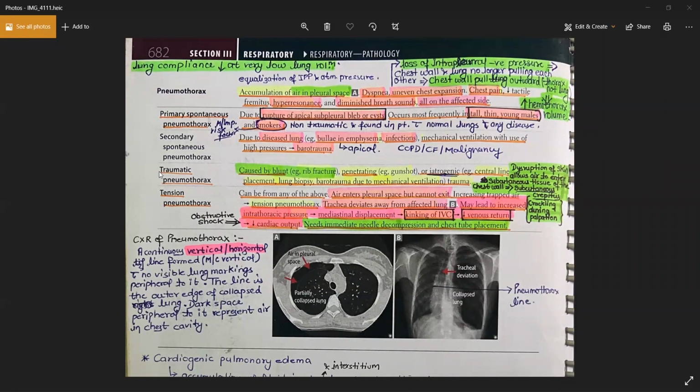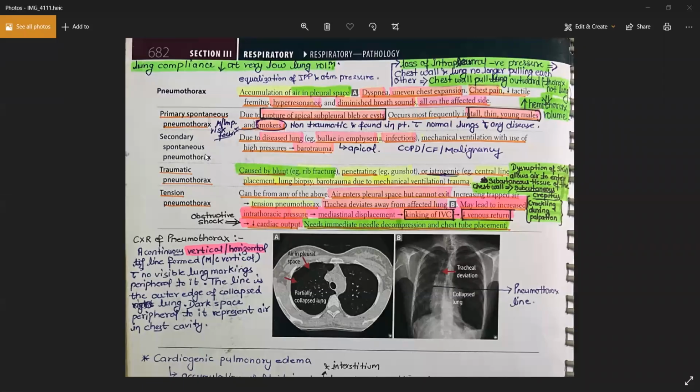The third one is the traumatic type, that can happen because of a rib fracture. It could happen because of a gunshot, that is a penetrating trauma. It can happen during placement of a central line, that means iatrogenic injuries. It can happen while performing a lung biopsy. By performing that, you can suddenly damage the lung. Barotrauma can also happen. So all these traumatic causes can cause a traumatic pneumothorax, right?